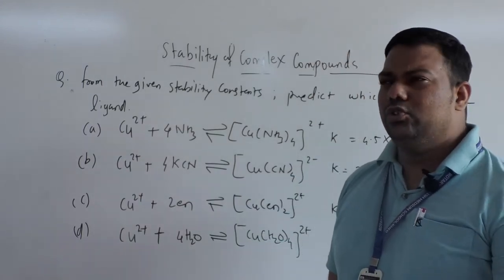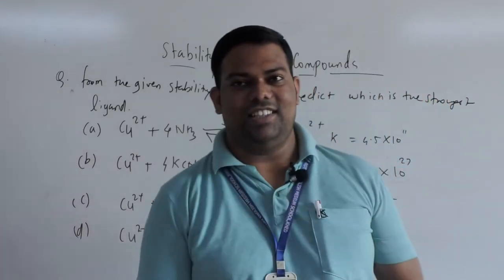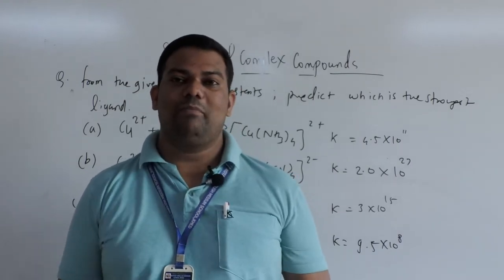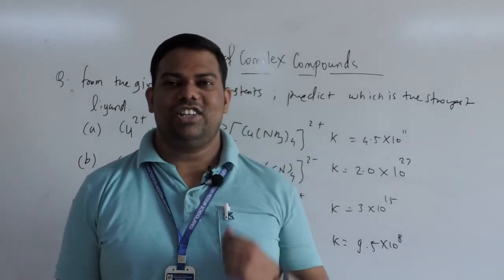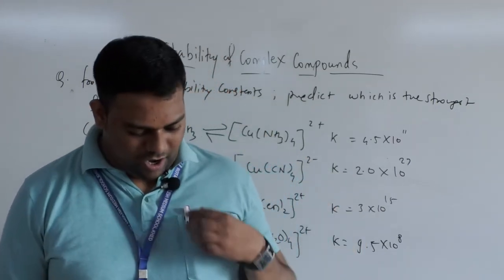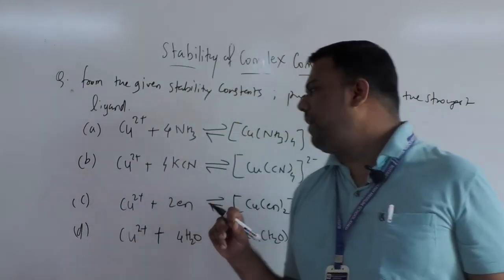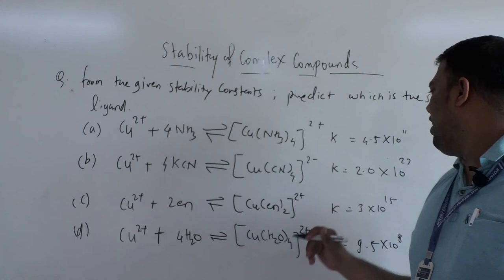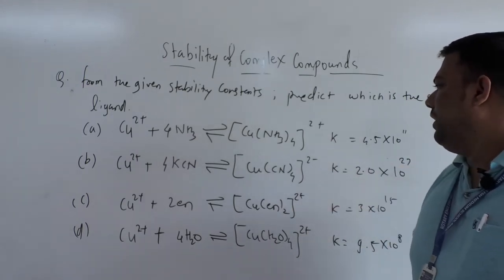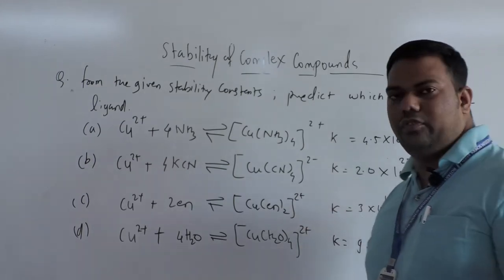Or in other words, as you know, the stronger the ligand, the more stable the complex. We already discussed this. Stronger is the ligand, stable is that complex. Now we can also predict which one has the greater value. So here I think it is option B.